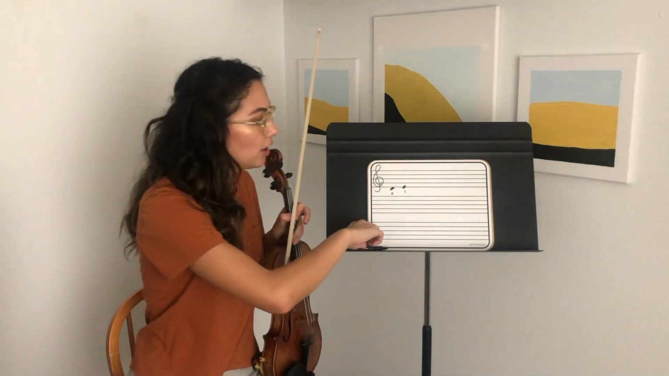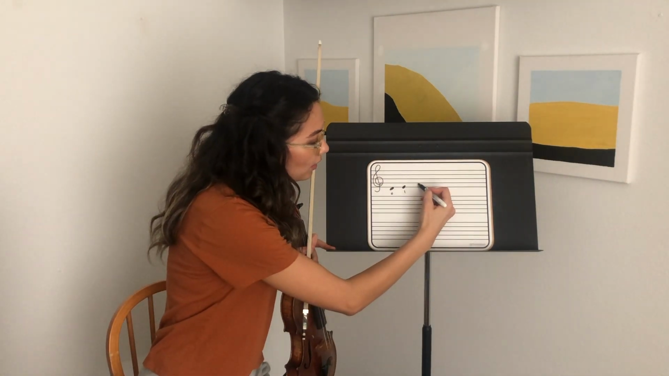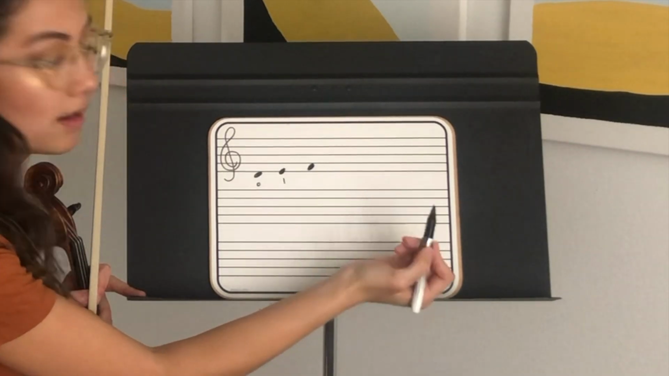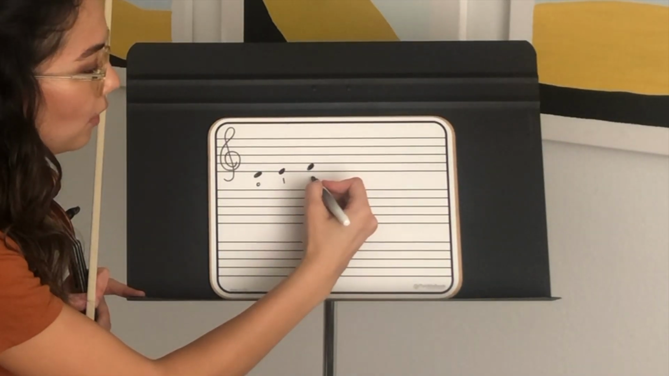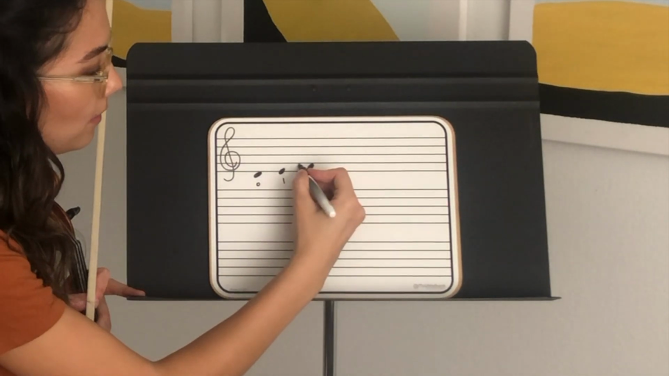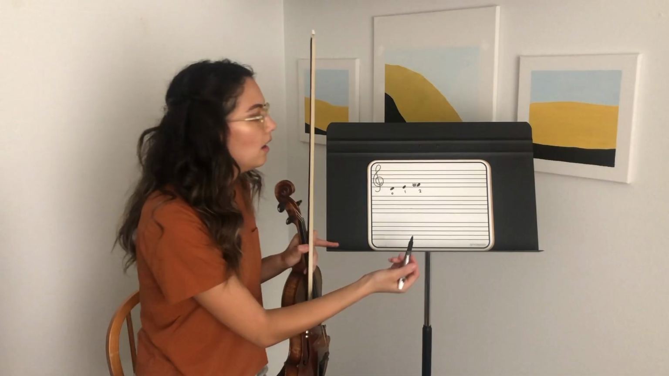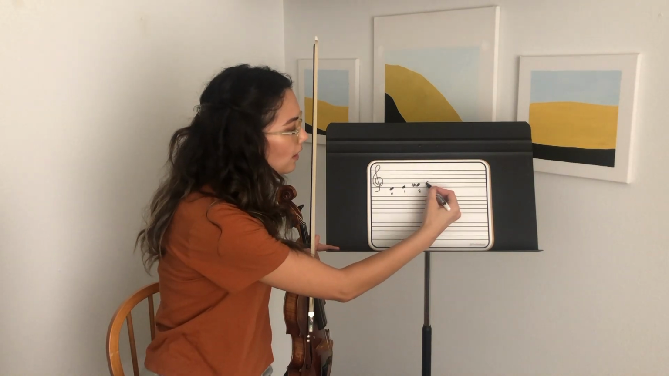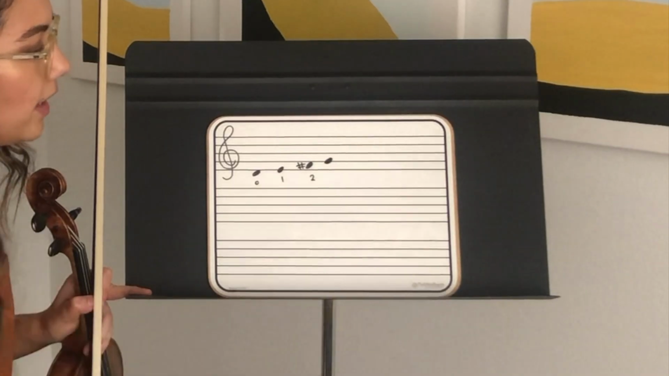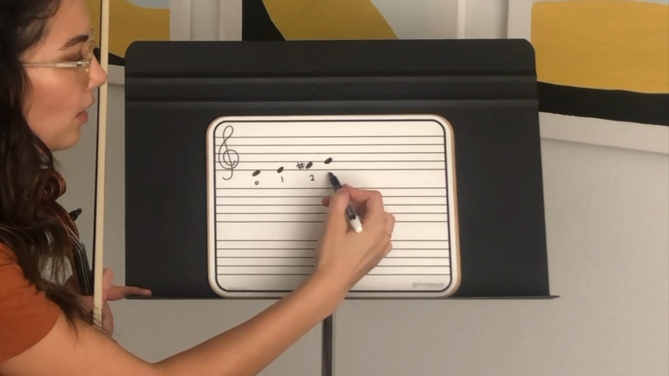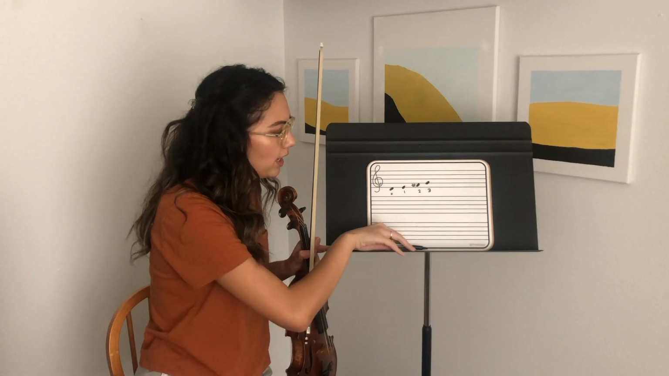And F sharp is on the very first space of the music staff, and we use our second finger to play it. That is a sharp sign. Our next note is G. G is on the second line of the music staff, and we use our third finger to play it.